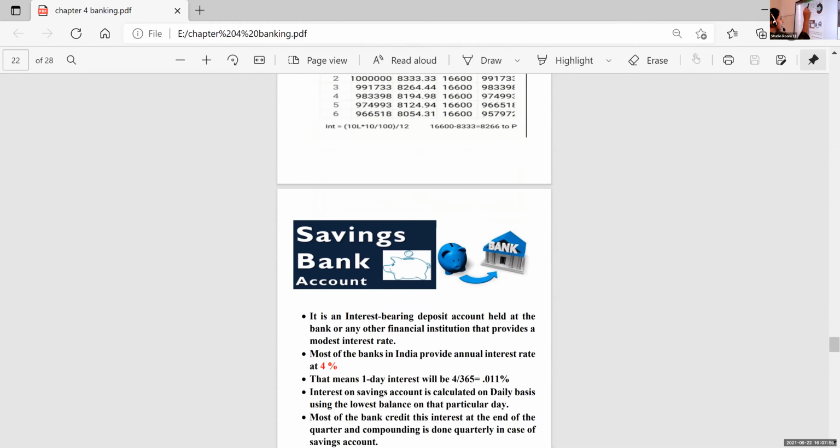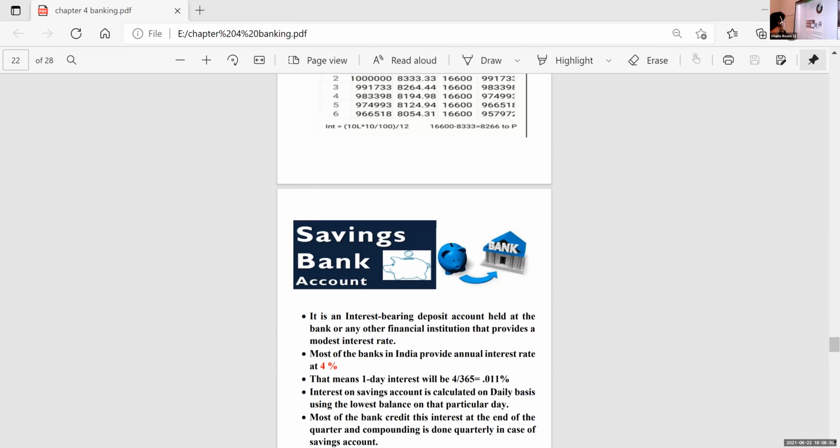You know, we all have savings accounts in the banks. We open an account in the bank and that is a savings bank account. It is interest bearing. The amount that we deposit in this account will get interest upon that amount. The interest rate is not that high. You get only a modest rate.